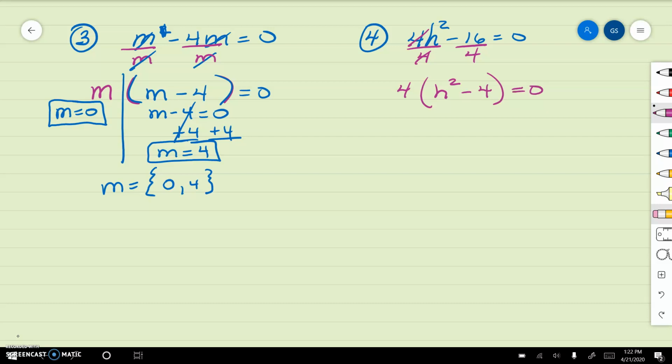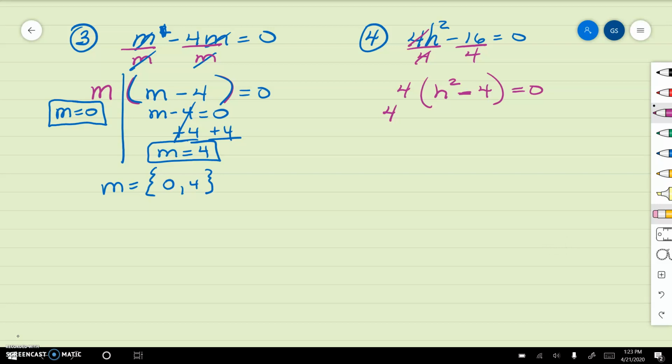We have two factors here, but do you recall factoring completely? What that means is I have to factor until I can't factor anymore. Well, the 4 I can't do anything with. I mean, I could write it as 2 times 2, but it's not going to help. So you just bring down the 4. But look, h squared minus 4. h squared is a perfect square. h times h equals h squared. 2 times 2 is 4. So the square root of 4 is 2.